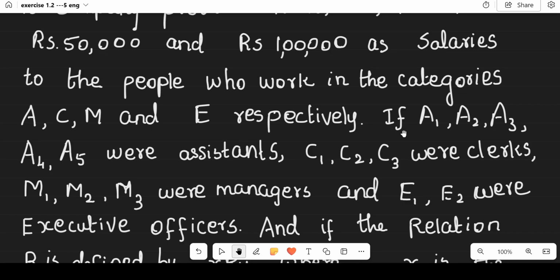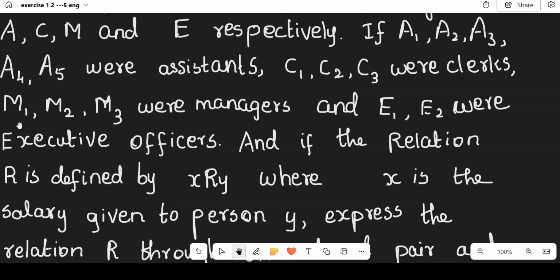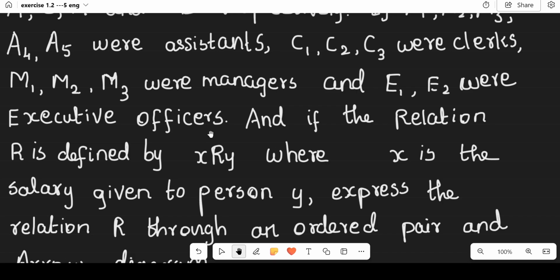Okay, here if A1, A2, A3, A4, A5 were assistants. Here we have 5 members in assistant position, and C1, C2, C3 were clerks. That is 3 members in clerk position, and M1, M2, M3 were managers. Three members in managing position, and E1, E2 were executive officers. 2 members in executive officer position.